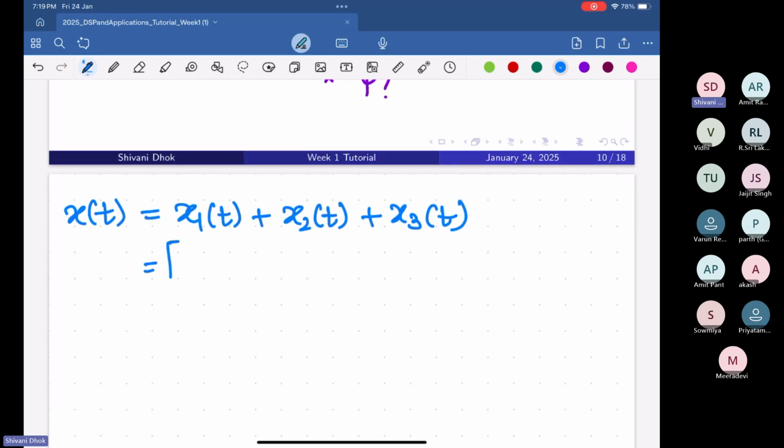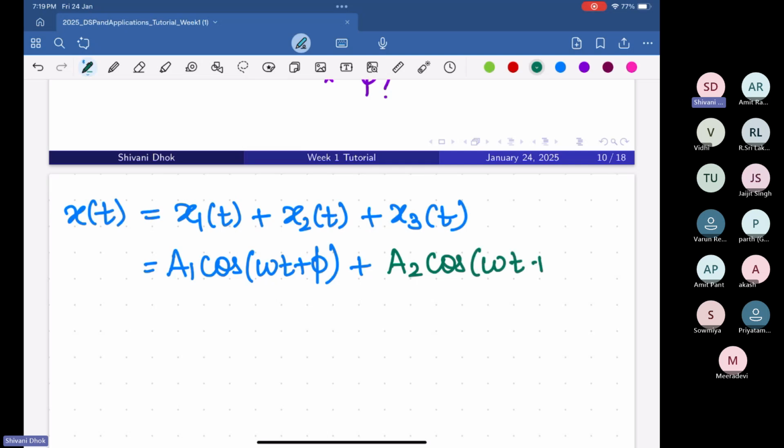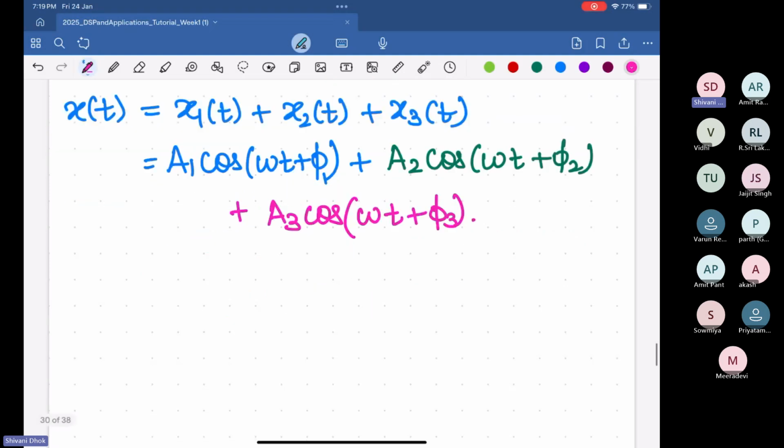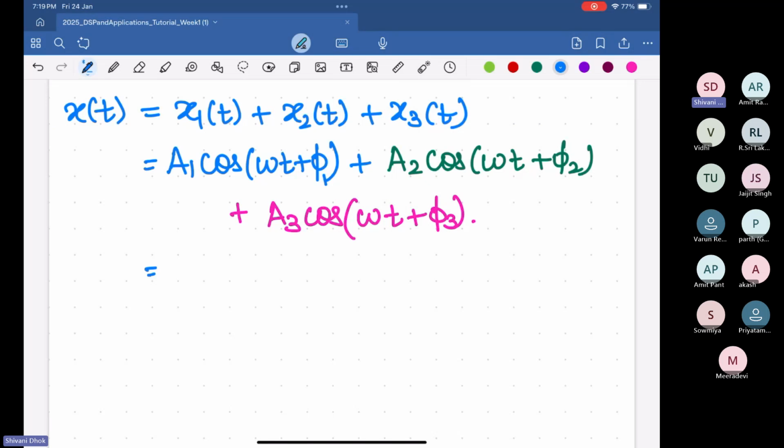Now here this x1 of t is a1 cos(omega t plus phi 1), plus we have a2 cos(omega t plus phi 2). Sorry, this is phi 1. And we have plus a3 cos(omega t plus phi 3). Okay, so now this comes out as a1, and now we can use the cos a plus b formula.